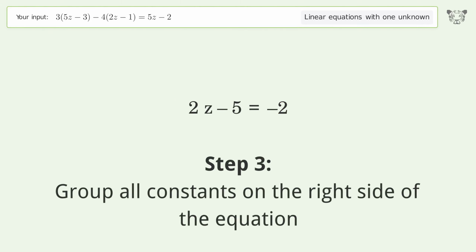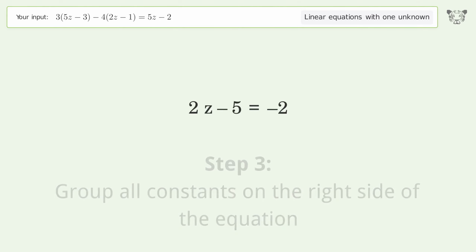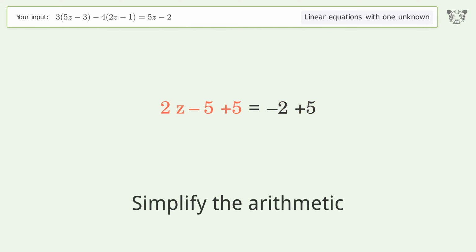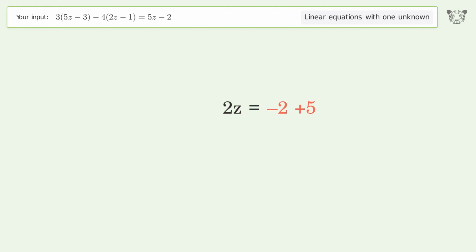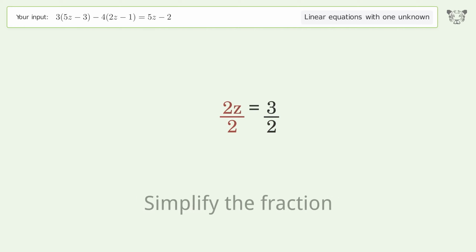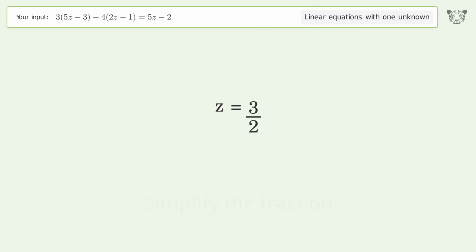Group all constants on the right side of the equation. Add 5 to both sides. Simplify the arithmetic. Isolate the z. Divide both sides by 2. Simplify the fraction. And so the final result is z equals 3/2.